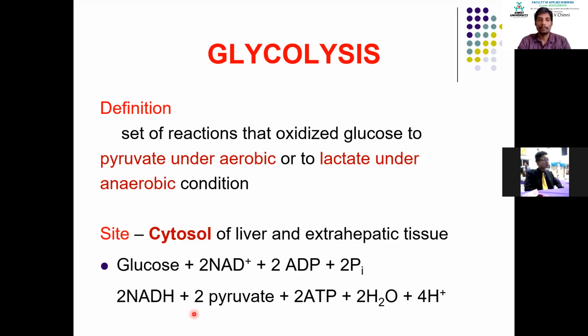See, this is the definition: a set of reactions that oxidize glucose to pyruvate under aerobic conditions or to lactate under anaerobic conditions. This is very clear, right? In aerobic conditions, it will go until pyruvate and stop. And in case of anaerobic, it will go until the lactate. Okay, so can someone of you give your answer? Why in anaerobic conditions does it need to form lactate? Any of you?